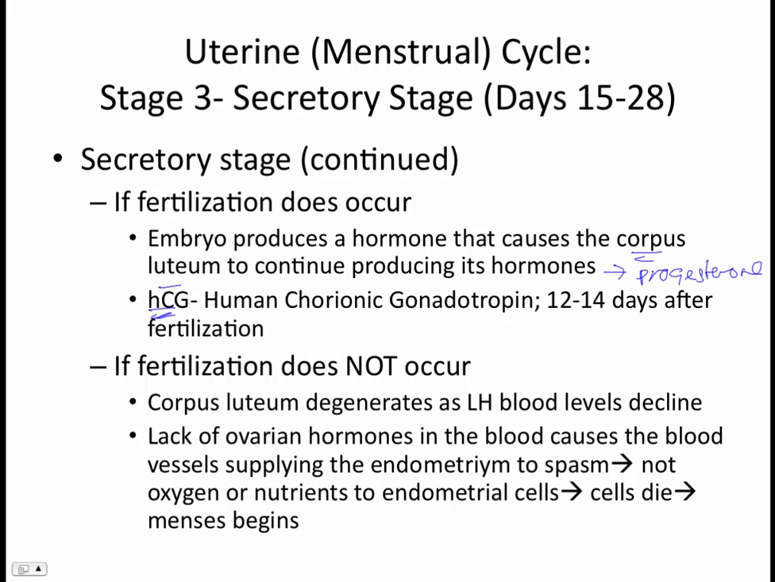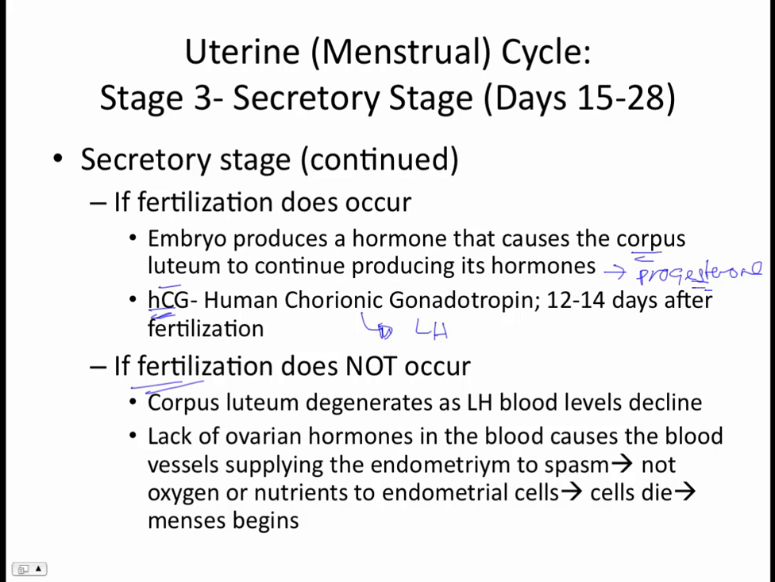We saw that in chapter 9, human chorionic gonadotropin hormone, and this is going to take the place of the luteinizing hormone sent off from the anterior pituitary gland. So this is going to cause the corpus luteum to continue to secrete progesterone and continue to maintain that endometrium.